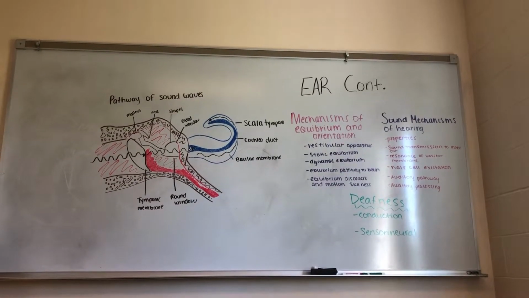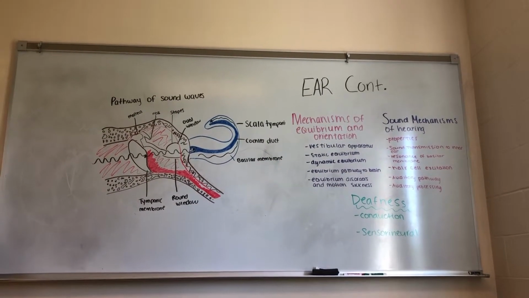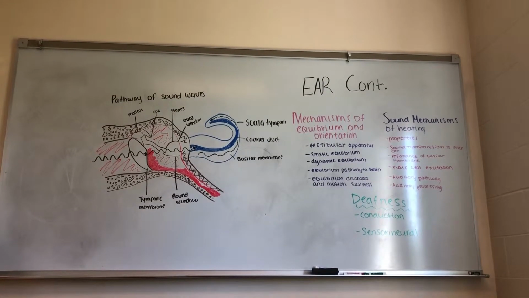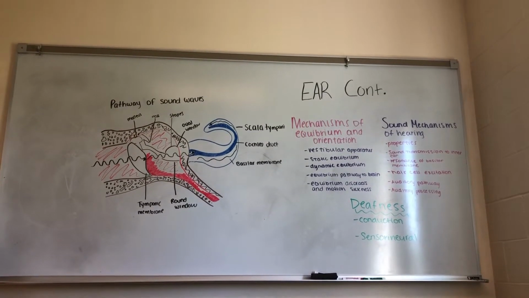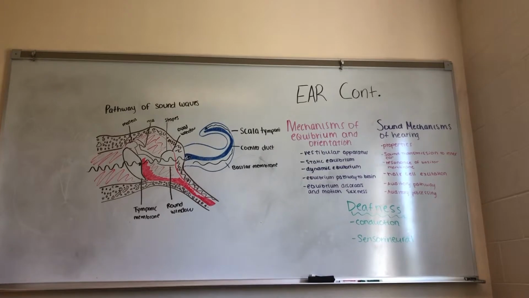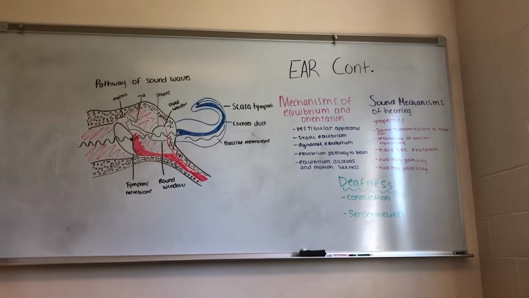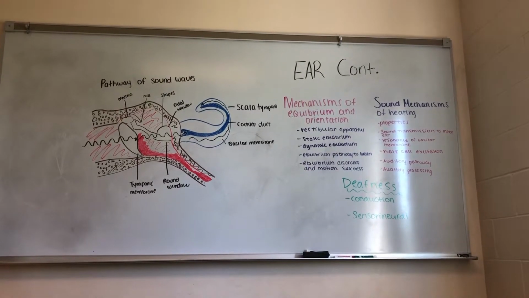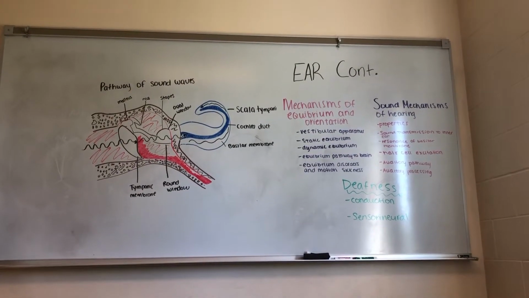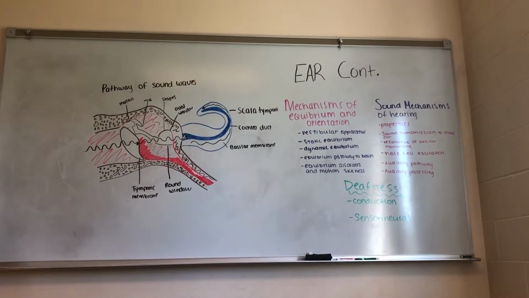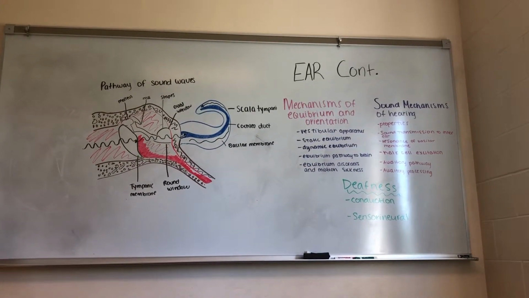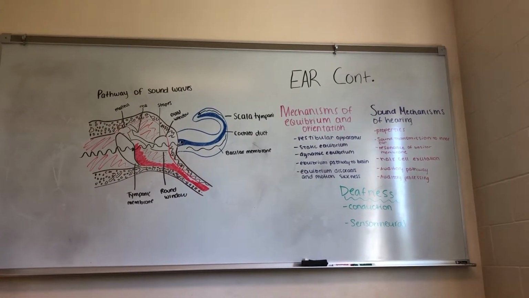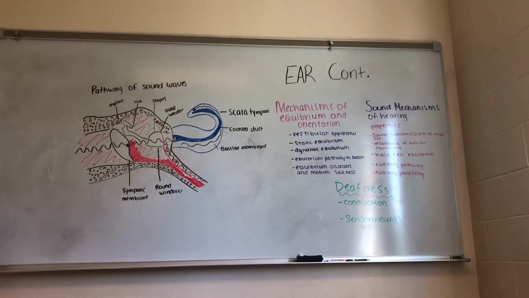There's two homeostatic imbalances, deafness and Meniere's syndrome. In deafness, there's also two types of it. Deafness is hearing loss, and the first type is conduction. Conduction deafness is when something hampers sound conduction to the fluids of the internal ear. It happens when there's a perforated or ruptured eardrum, which prevents sound conduction from the eardrum to the ossicles.